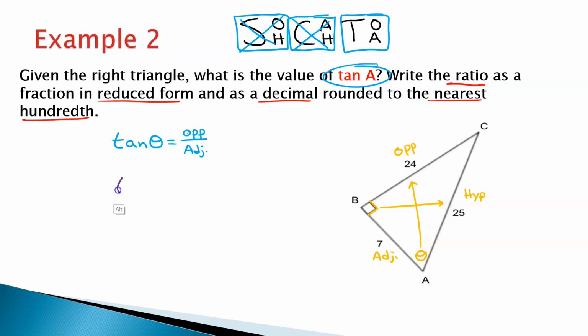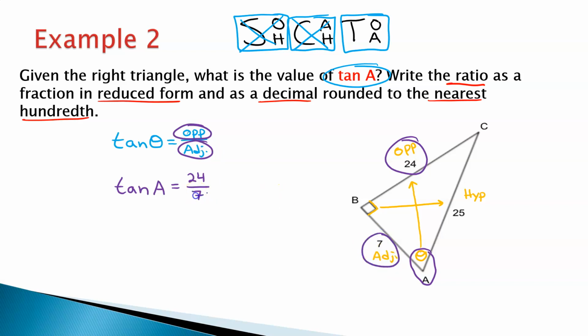Tangent of theta, well, I'm going to rewrite that as tangent no longer of theta. I know my reference angle here was at angle A, so we're going to say tangent of A is equal to opposite. What was the opposite side? 24 over what was my adjacent side? That was 7. 24 over 7. So there you have it, guys. That's as crazy as I want you guys to take it. We're not solving anything, we're just going through and setting up the problems. Now, I don't think that divides nicely, so we're just going to leave it like that. It does not simplify. So that is my ratio in reduced form.